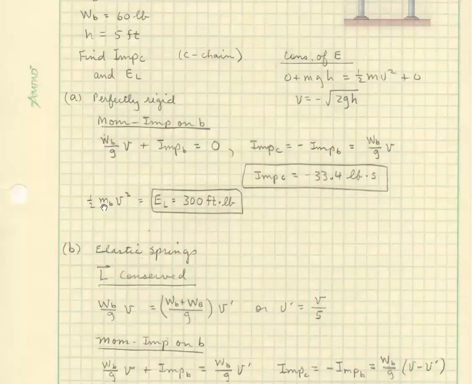The energy lost is very simple. It's just all the kinetic energy the block had is gone now, so the energy lost is just from this right here, and that's going to be 300 foot-pounds.